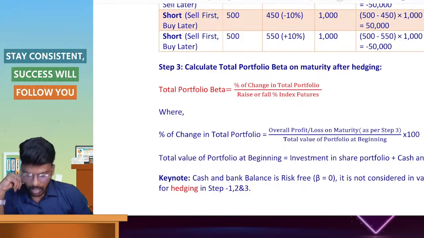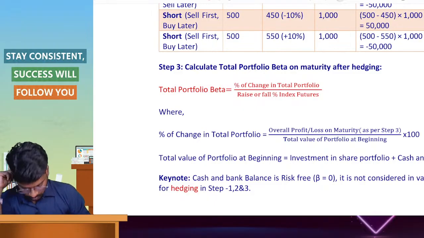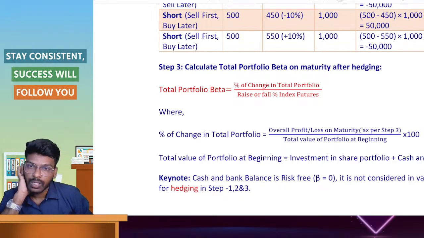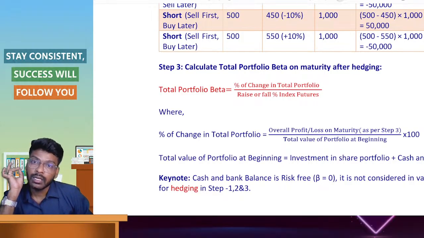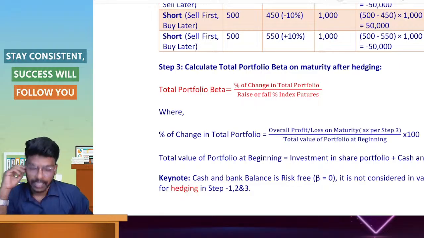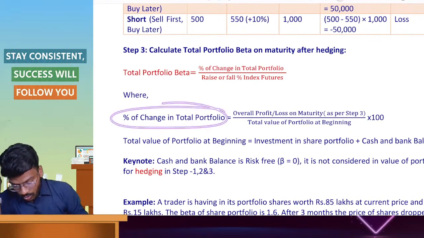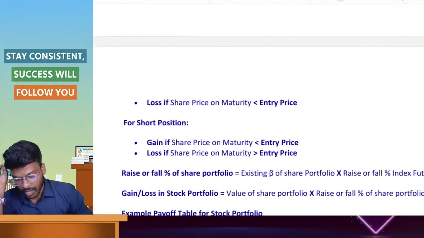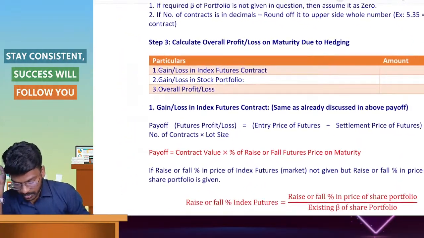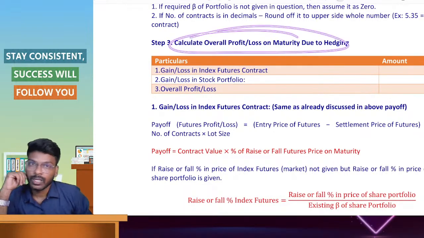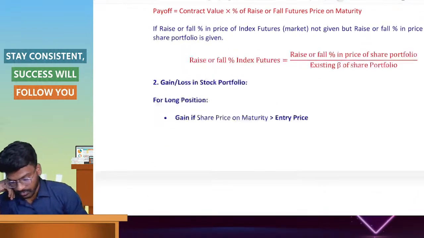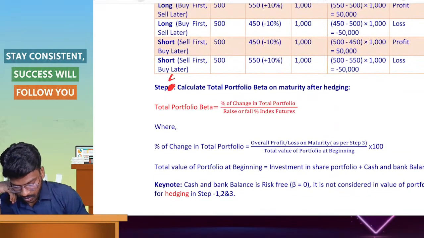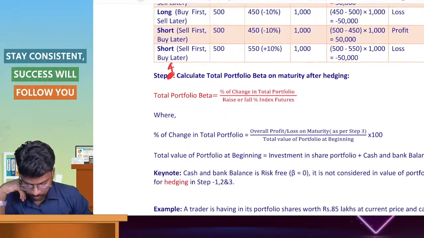அதுக்கு டோட்டல் போர்ட்ஃபோலியோ பீட்டா ஈக்குவல் டு percentage of change in total portfolio. Okay, percentage of change in total portfolio, that is total portfolio oda changes enna nadakuduna, overall gain or loss. We have computed overall gain or loss. That is my third step. Okay va, actually idu fourth step ah dhaan pa irukka. This is my fourth step.